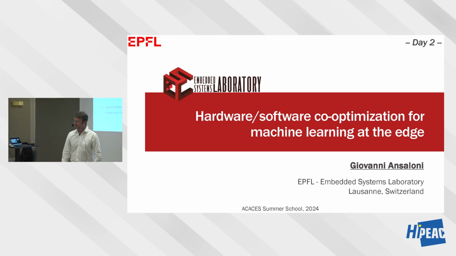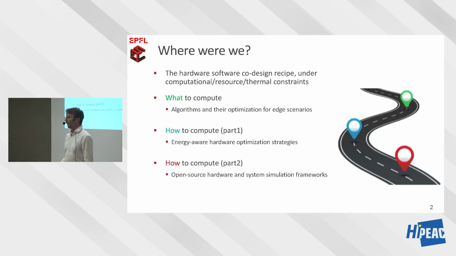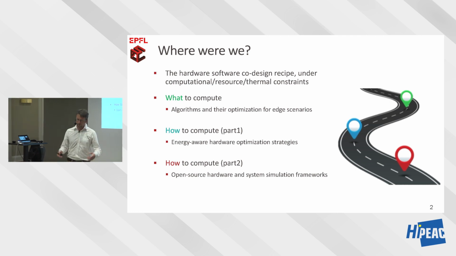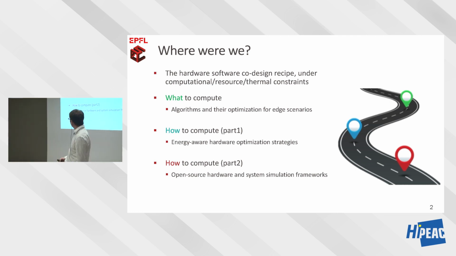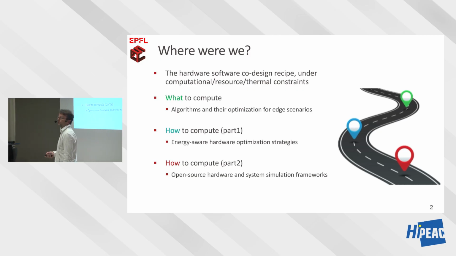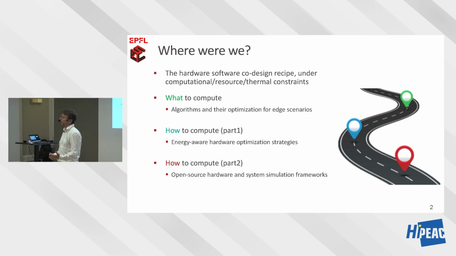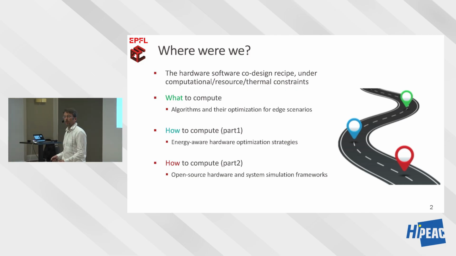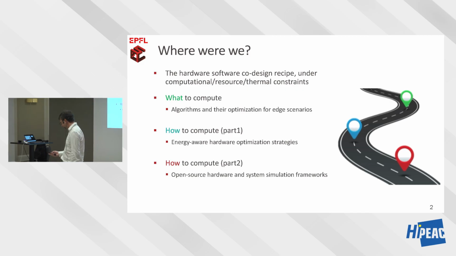We will continue our journey today, and this is our roadmap. As I mentioned yesterday, we want to see what the opportunities and challenges of edge artificial intelligence are from the hardware-software co-design perspective. Yesterday, we covered quite a lot about what we can compute at the edge and how we can do that effectively. Today, we will start exploring how to compute. In more direct terms, we will transition from software to hardware.